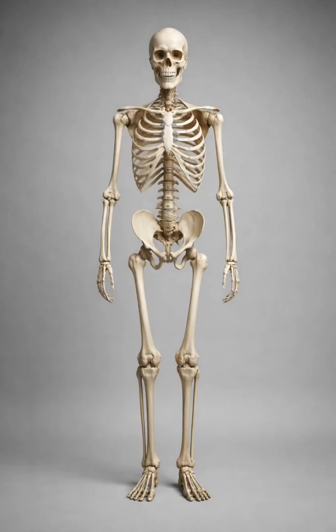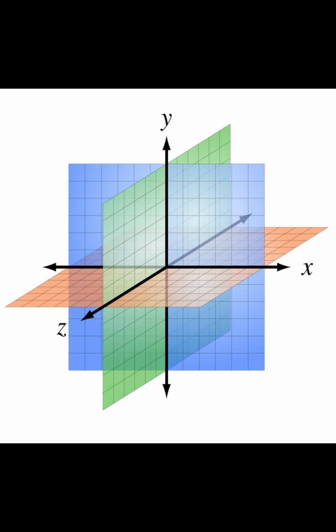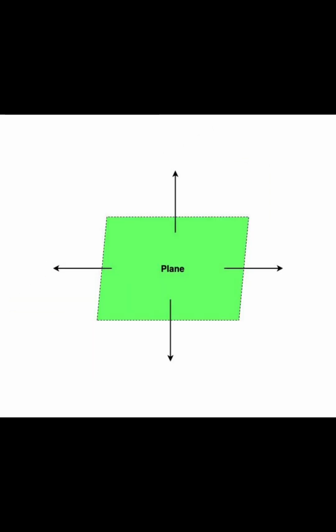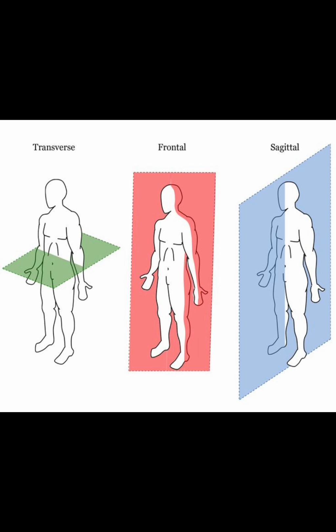To operate with precision, we must establish a coordinate system. In engineering, we use axes. In anatomy, we use planes. These three geometric slices allow us to describe every movement and every structural relationship with zero ambiguity.